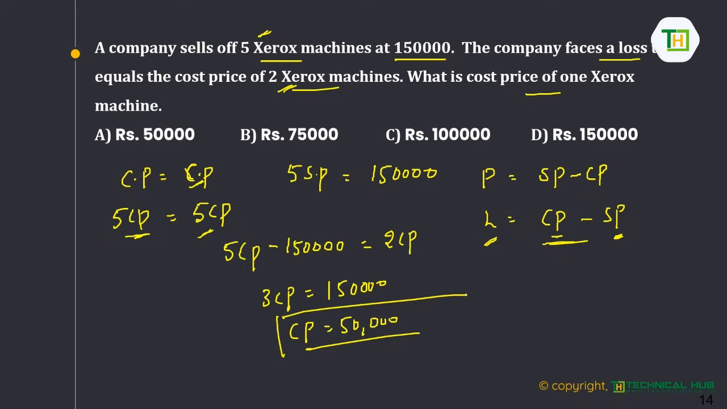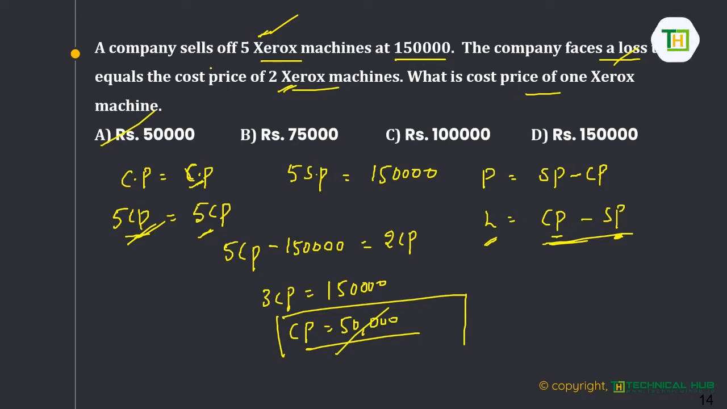Okay. So why am I calculating the cost price of the 5 Xerox machines? Because the selling price of the 5 Xerox machines is given. That's why I'm calculating the cost price of the 5 Xerox machines. He gets the loss, and loss is nothing but cost price minus selling price. So just substitute the values in this formula, you will get the answer. So the cost price of the Xerox machine is 50,000. Next question.